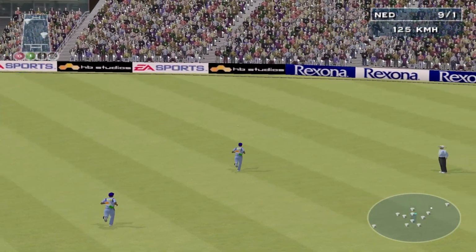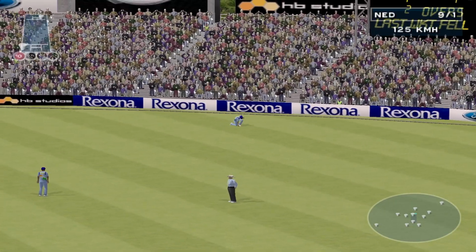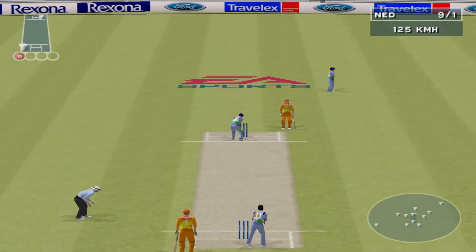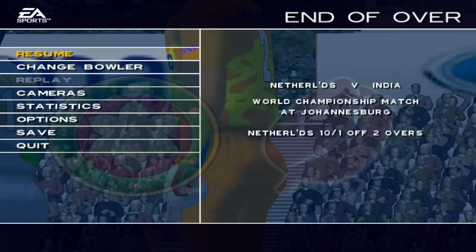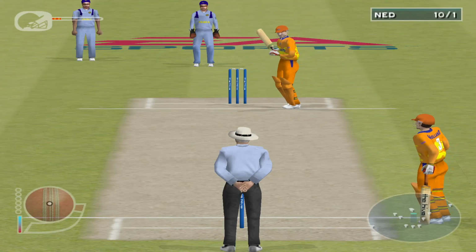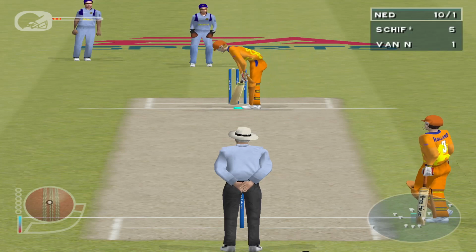The fielder will cut that off. Picked up on the boundary by Harbhajan Singh. An easy single there to Schifferli. And the end of the over. If they don't up the tempo soon, they'll be struggling to win this one. Khan at the start of his run-up.